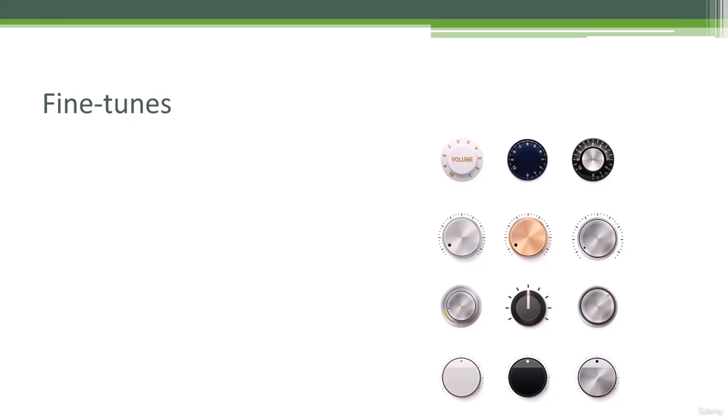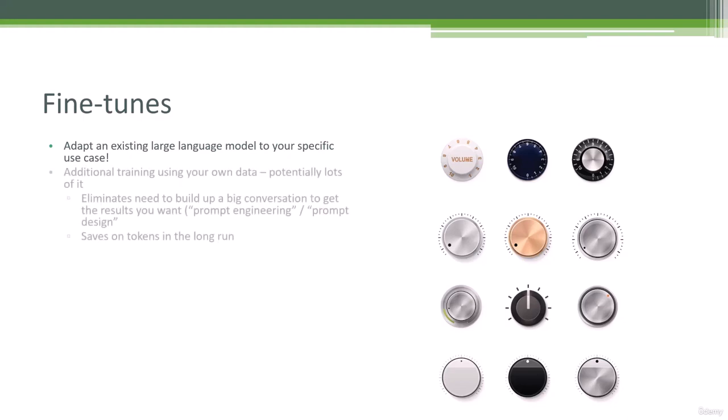Let's talk about one of the most powerful APIs, and that's the fine-tuning API. This allows you to adapt an existing large language model to your specific use case and train it with your own data. Maybe even lots of it, as long as you're willing to pay for it. They do charge you by the token that you train it with. But the advantage of this is that it eliminates the need to build up this big conversation in a chat to get the results you want.